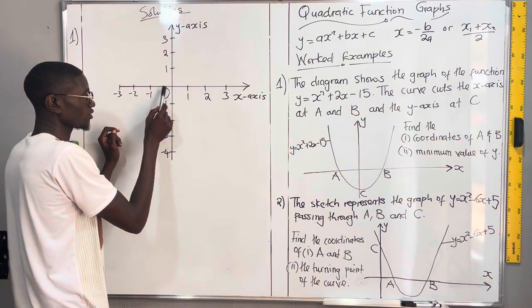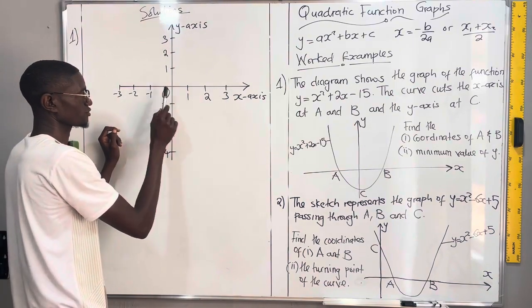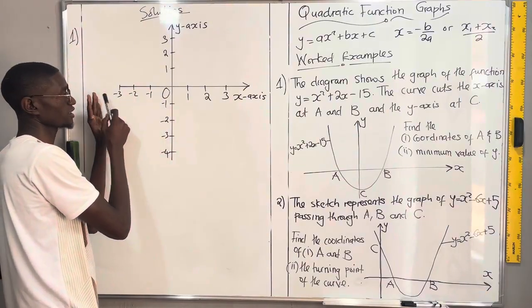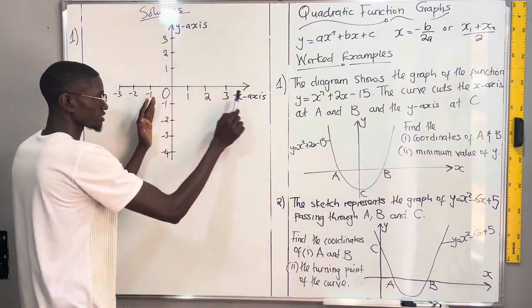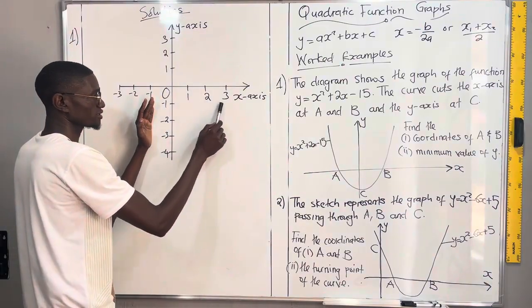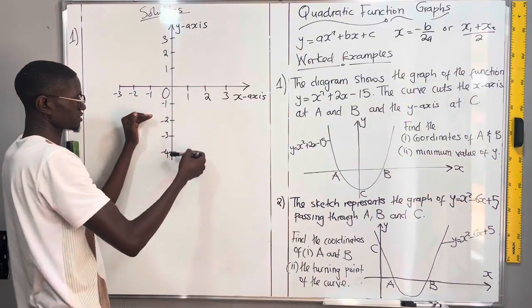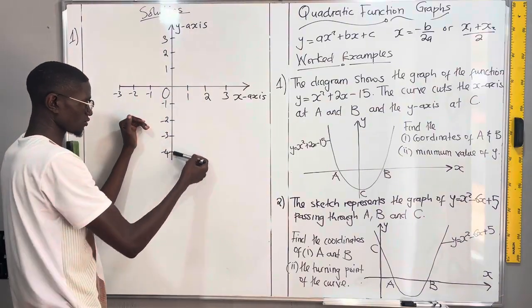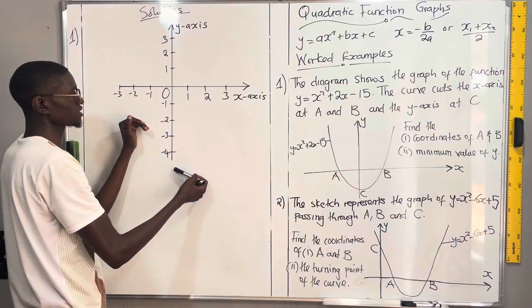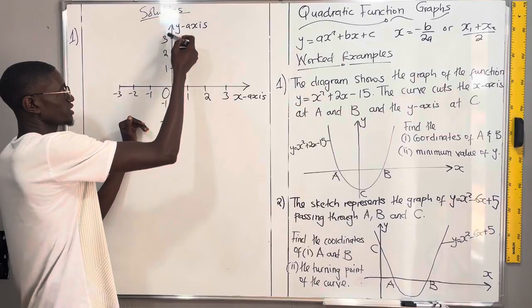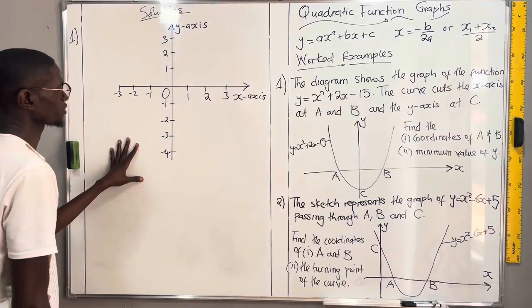From 0 on the x-axis, going towards the left, you're going towards negatives. From 0 going towards the right on the x-axis, you're going towards the positive coordinates. And on the y-axis, from 0 coming downwards, you're going towards the negative coordinates. From 0 going upwards on the y-axis, you're going towards the positive coordinates.